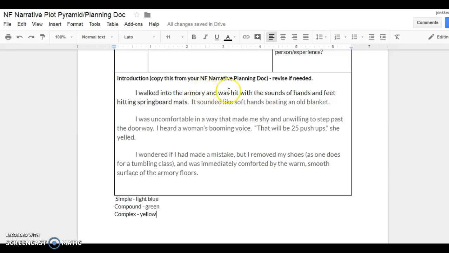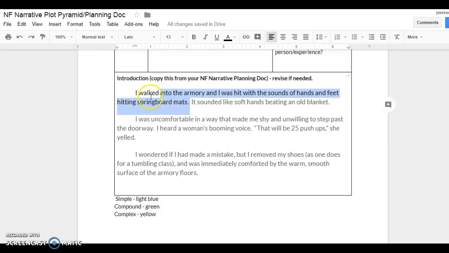And so I'm thinking here that this must be a complex sentence because was hit with the sounds of hands and feet hitting springboard mats is a dependent clause because it can't stand on its own. But I'm not loving that, so I want to make it a compound sentence, so I'm going to add the word I here. And so now this, I was hit with the sounds of hands and feet hitting springboard mats. To me, that is a compound sentence.